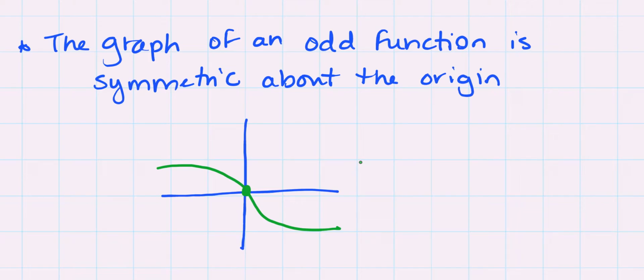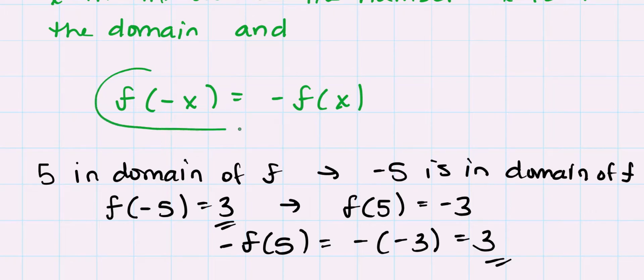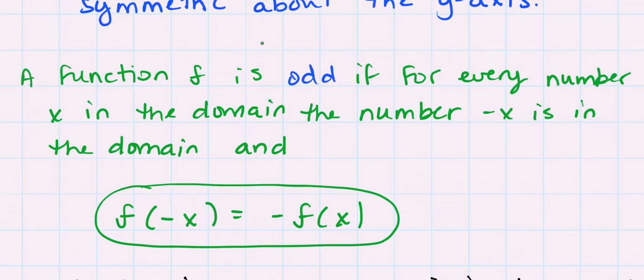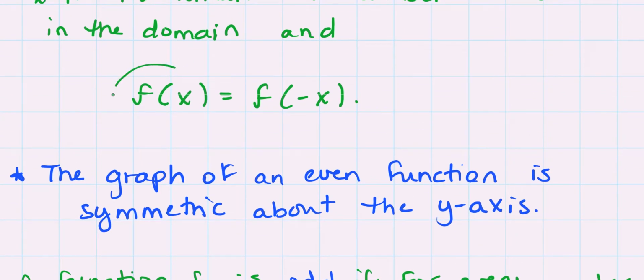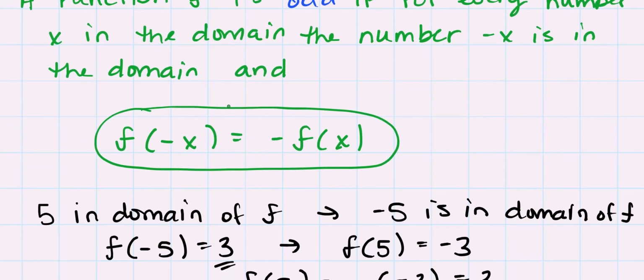So we're going to learn how to test if a graph is symmetric about the origin, which is just by looking at it. And we're going to also test the equation of a graph to see if it's symmetric about the origin or symmetric about the y-axis. In other words, if it's even or odd. And how we're going to do that is we're just going to look at these properties here. This property and this property. So let's look at some examples.